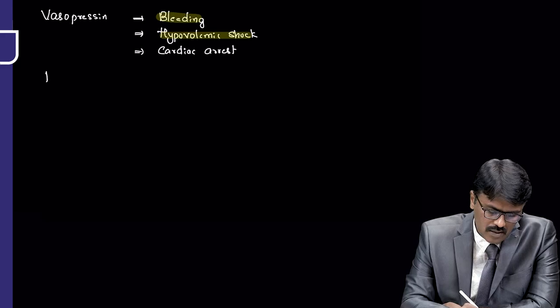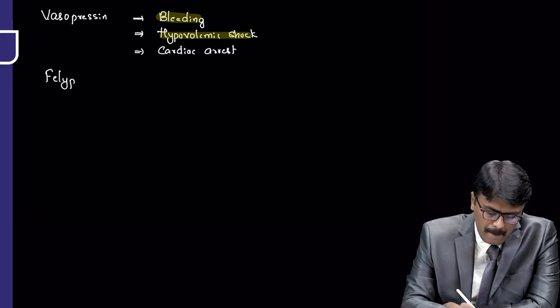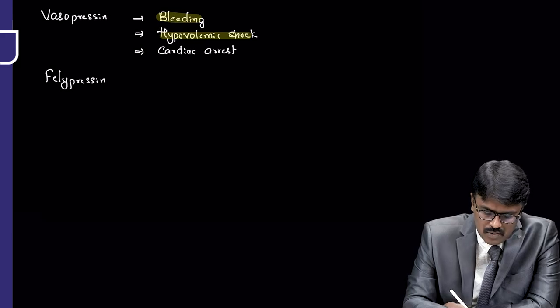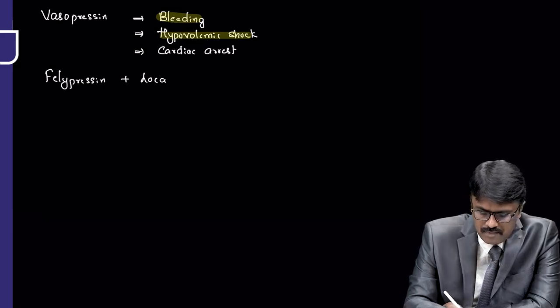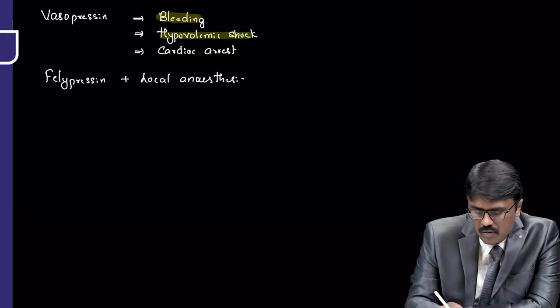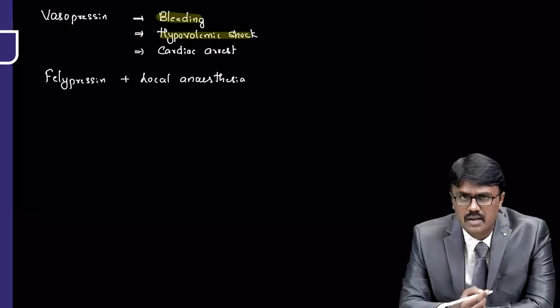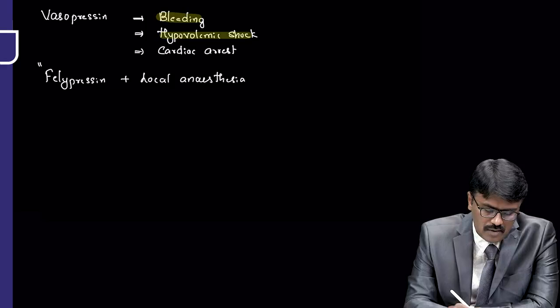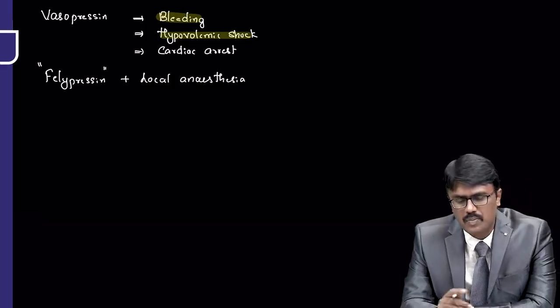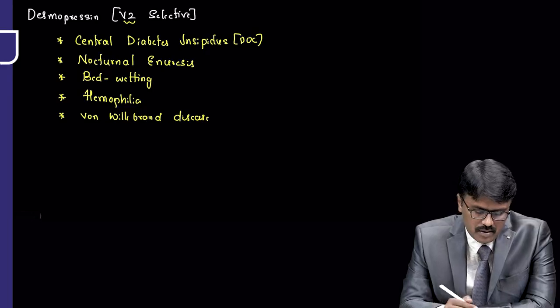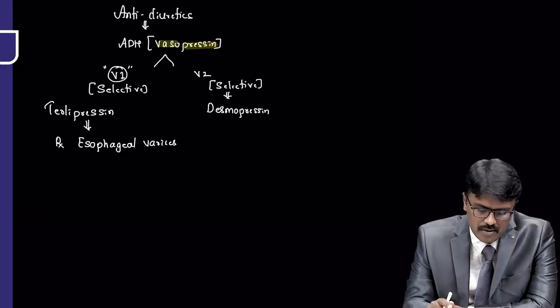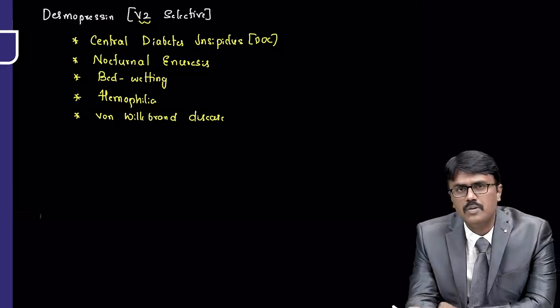Now there is one more drug similar to that. It is called felipressin. Felipressin is used with local anesthesia. So if you want a suture and you don't want bleeding, we use it with adrenaline. If adrenaline is not there, instead of that we use felipressin. So please remember the main important drugs are terlipressin, which is V1 selective, and desmopressin, which is V2 selective. Now once we understand that, you need to understand a topic called diabetes insipidus.